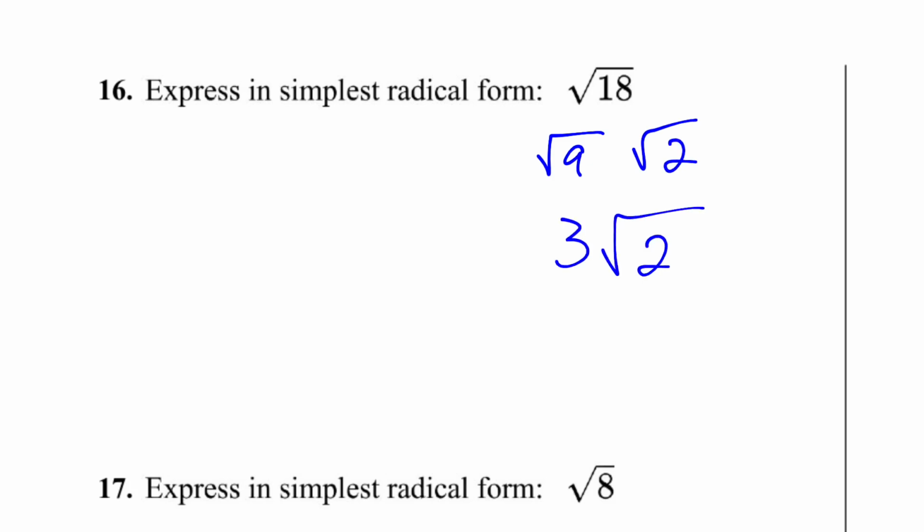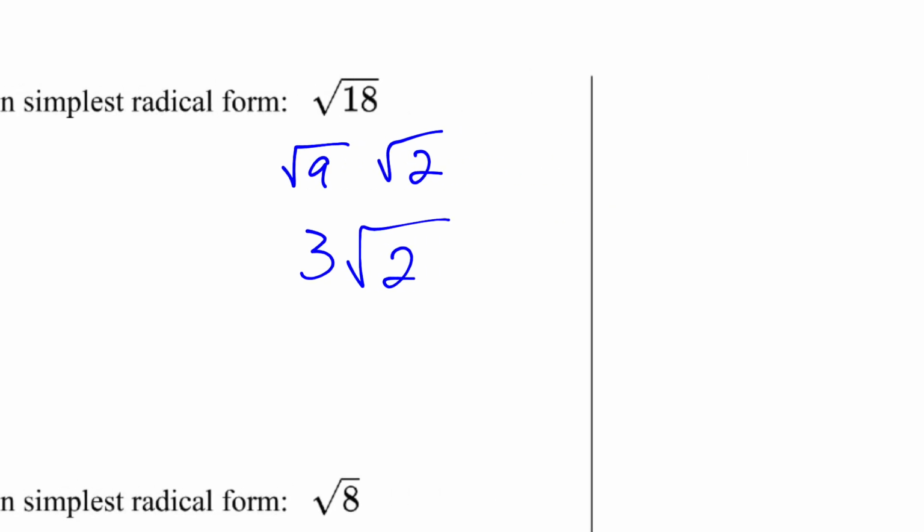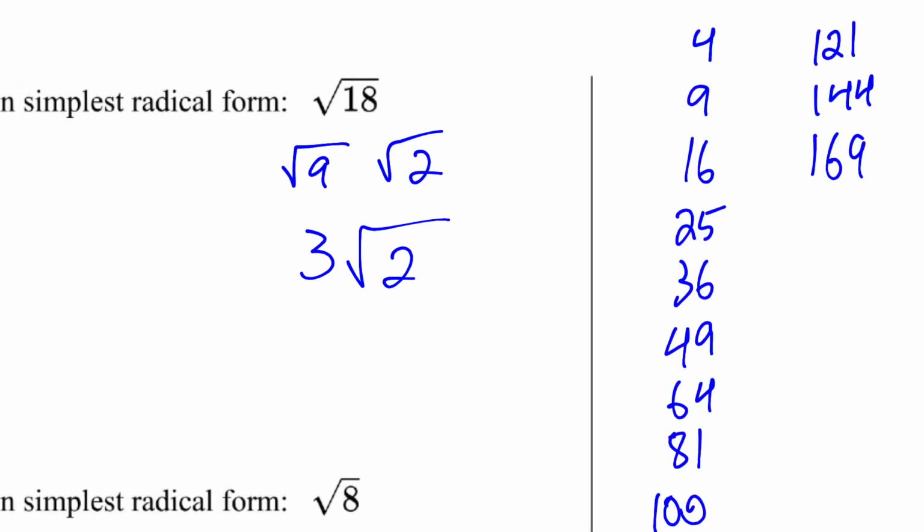How did I know to look for 9? Well, here's a list of perfect squares. For each of these, we took 2 times itself, 3 times 3, 4 times 4, 5 times 5, 6 times 6, 7 times 7, and so on and so forth. These are called perfect squares. And when we take the square root of these numbers, we get a whole number. So we can split 18 into its component factors, 9 times 2. And we do that so we can simplify the square root of 9 part, which comes out as a whole number. And since the square root of 2 comes out as a decimal, we just leave it as is.